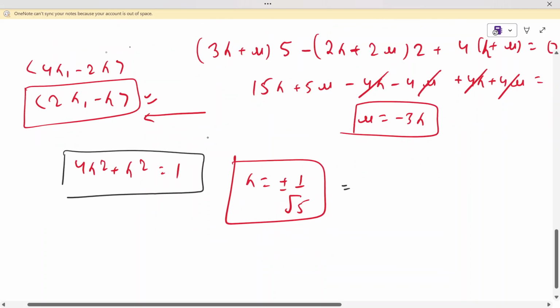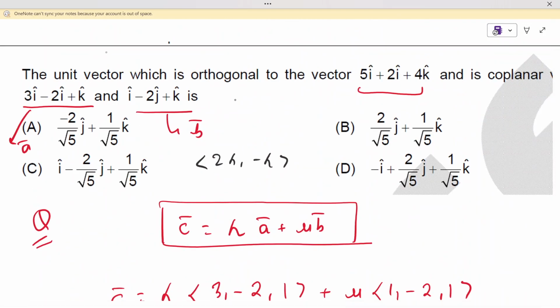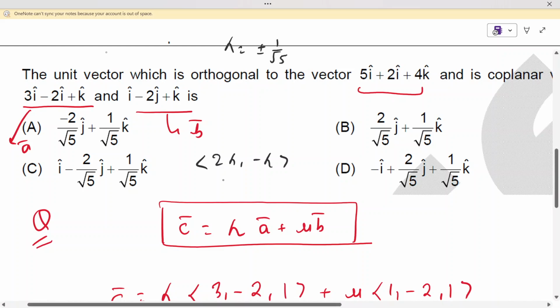Clear? Lambda is getting two values, plus minus 1 by root 5. So I can take 2 by root 5, and again, with lambda as minus 1 by root 5. I guess this is matching, right? The x component is 0 for sure. This way is our vector. So clearly A is matching. The others can't be correct, since they have negative signs on both, and the rest are incorrect. Got it? Only option is A.